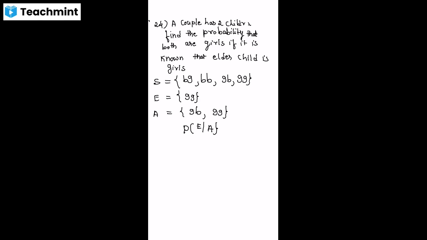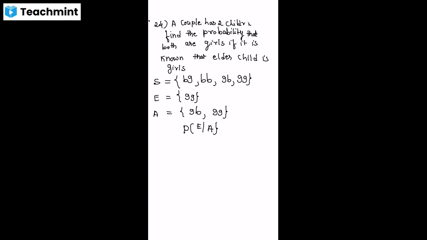The "if" part is the condition. If it is known that the elder is a girl, that is the condition. So we have to understand that according to the given question, which topic it is on, and from which formula we can solve this probability.